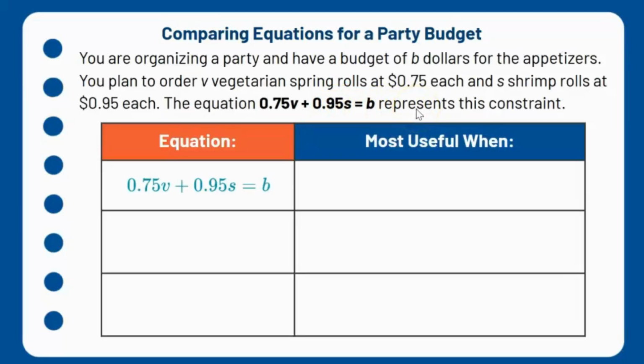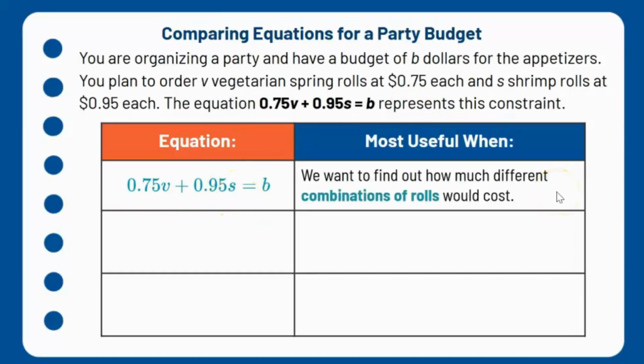Let's first examine when our original equation 0.75V + 0.95S = B is the most helpful. This equation is most helpful when we want to find out how much different combinations of rolls would cost. Now let's look at the equation that's solved for V. Here we have V = (B - 0.95S) / 0.75. When is this most helpful?